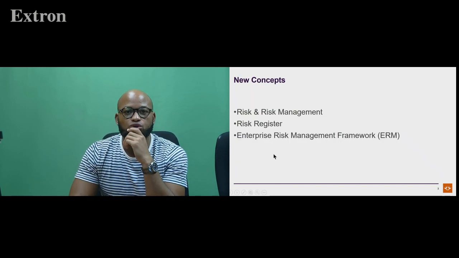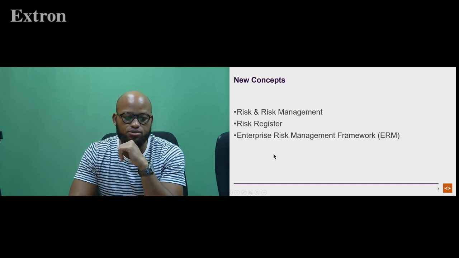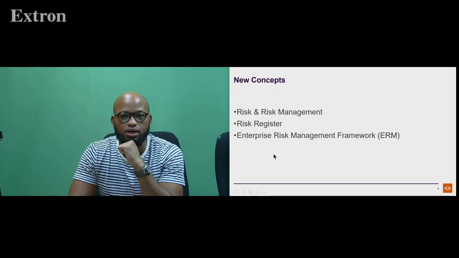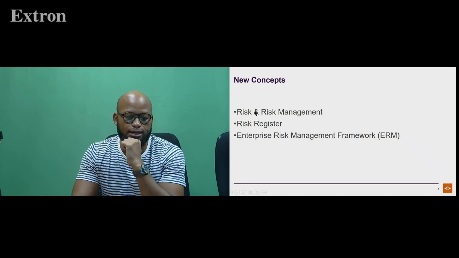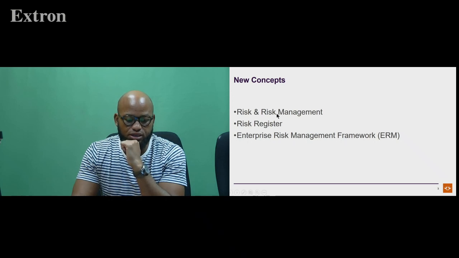Okay, so there are a couple of concepts which I expect will be new to you as I go through this lecture, and maybe this is a good time for us to reflect on what those specific concepts are going to be. So first of all, the idea of risk, as well as the idea of risk management.